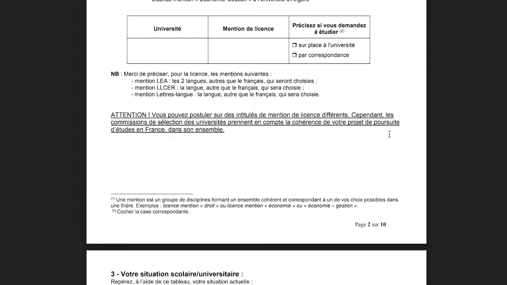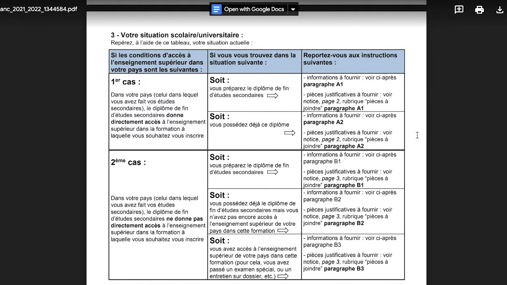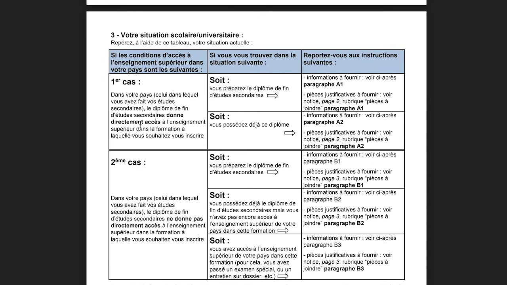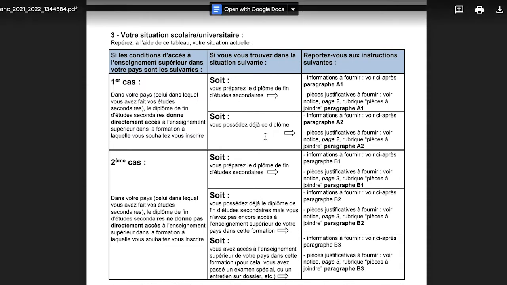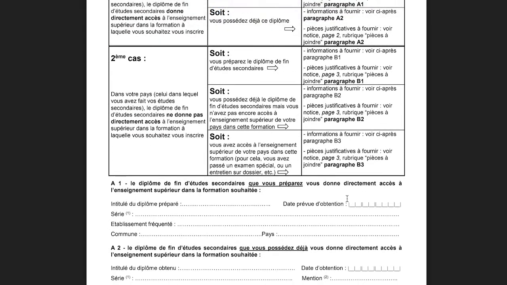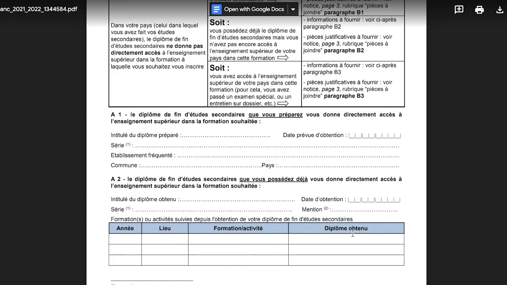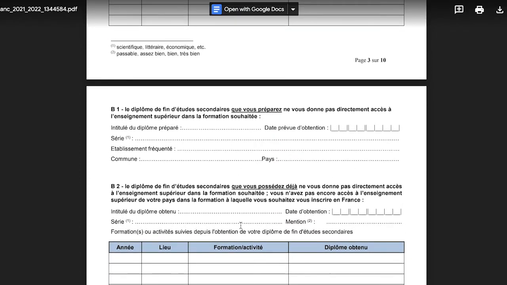Then if we go down to section 3, you have to read this table and figure out which situation you are in. If we have a look, there's the first case, that's if you're in a country where your high school diploma gives you access straight away to go into university, and then if you go over again, it says you're still preparing your diploma or you already have it, and then it tells you you're either A1 or A2. Again, there's also B1, B2, B3 underneath, and you need to make sure you choose the right section, because underneath you have to fill out the information depending on which situation corresponds to you.